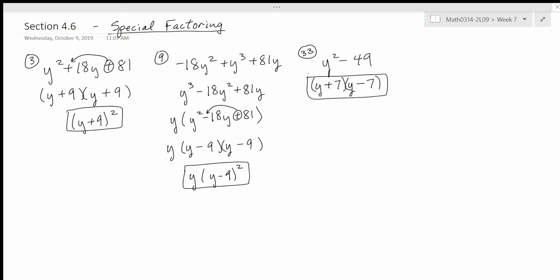Anybody have any questions about that one? Anybody think we need to do another difference of squares, or is that pretty easy? I'm waiting for feedback. We don't need to do another one? Okay, we'll move on then. Next, number 53.